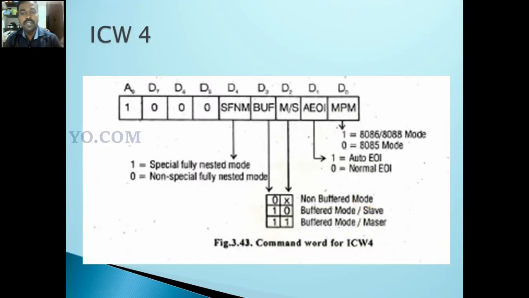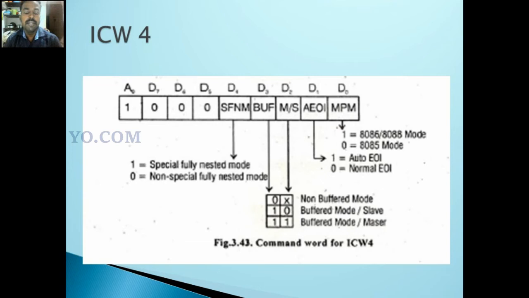Next one is OCW1. After issuing ICW, we issue OCW. OCW is an operational command. Here A0 is always 1 in OCW. This is used to mask interrupts. To enable all the IR lines, the command word is 00.